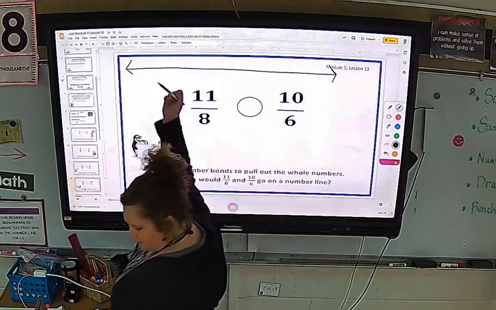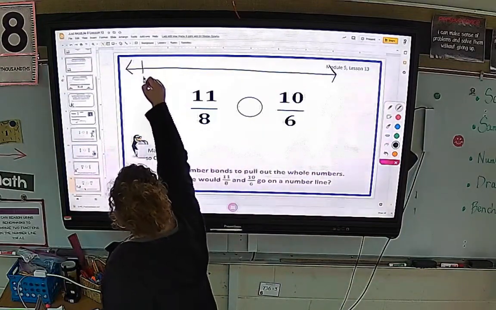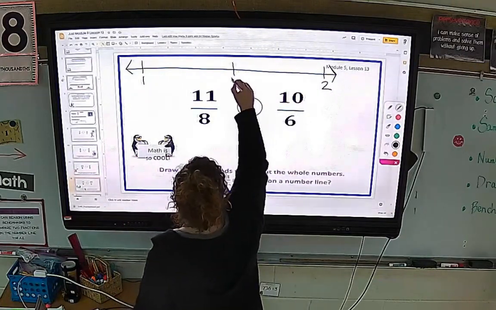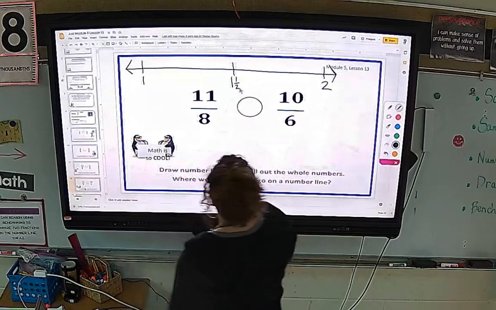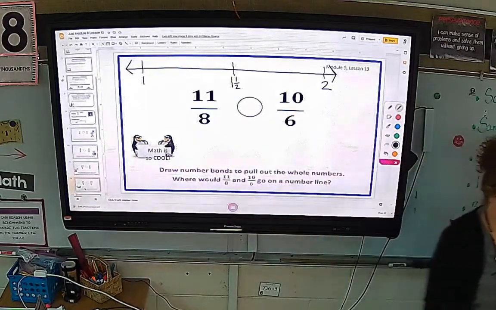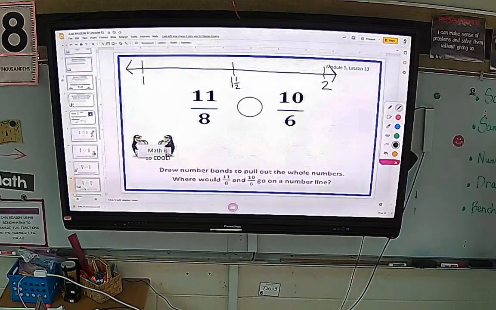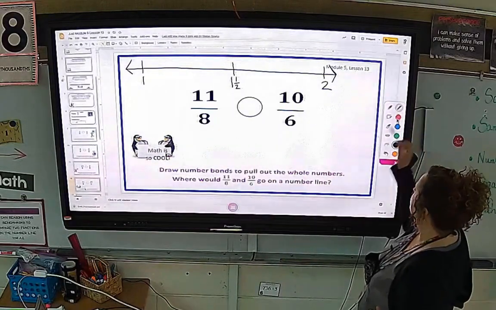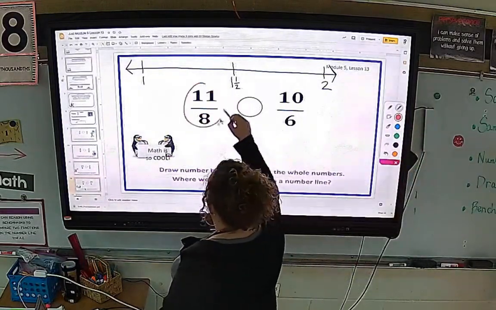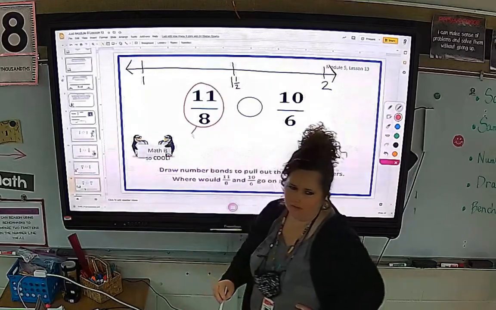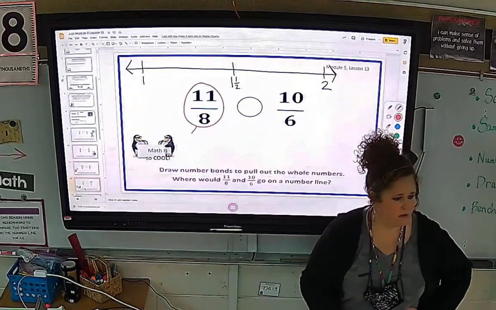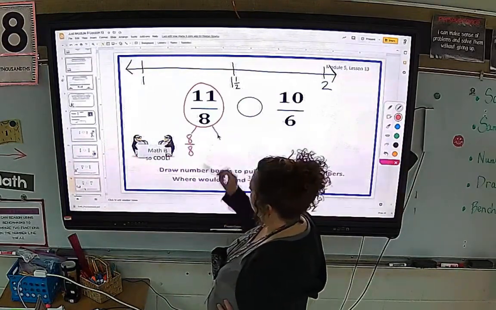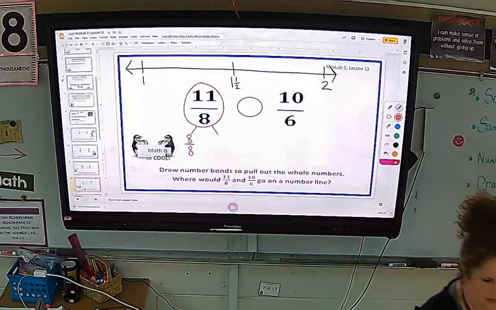On your number line, go ahead and let's put the 1 and the 2. Let's put those back, and right in the middle, let's put 1 1/2 again. We just did 11/8, but we're going to go ahead and make that number bond one more time. But we know what it's supposed to be. How many 8s did we pull out first? 8 8s, because that makes one whole. And when we pull 8 away from 11, how many do we have left?